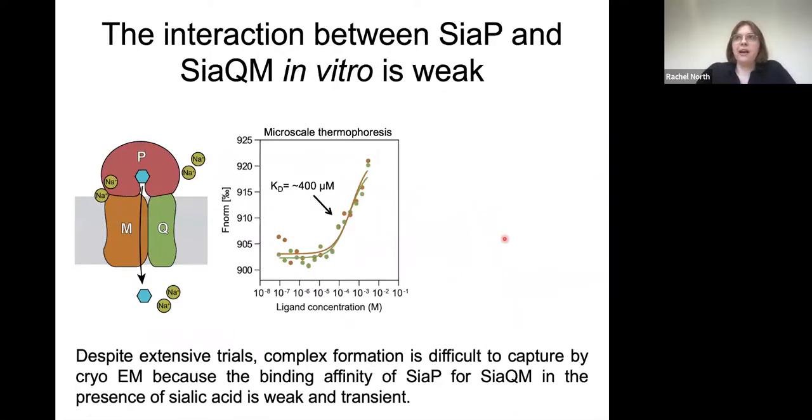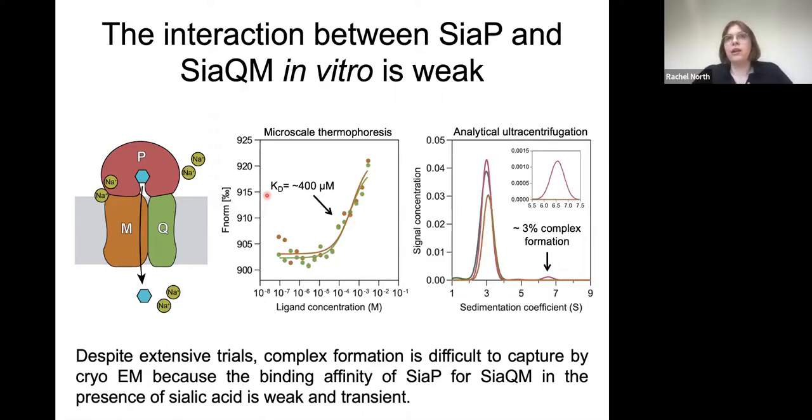And so despite extensive trials in detergent, in amphipol, and in nanodiscs, complex formation is difficult or basically impossible for us to capture by cryo-EM. And we think that this is because the interaction between these 2 proteins, SiaP and SiaQM, is really weak. And so we used microscale thermophoresis to test this. And we find that we get an estimated binding affinity of this protein SiaP for SiaQM of 400 micromolar to 4 millimolar. And a binding affinity of this value is considered very weak and transient. So that also confirms why we don't see this interaction on a grid.